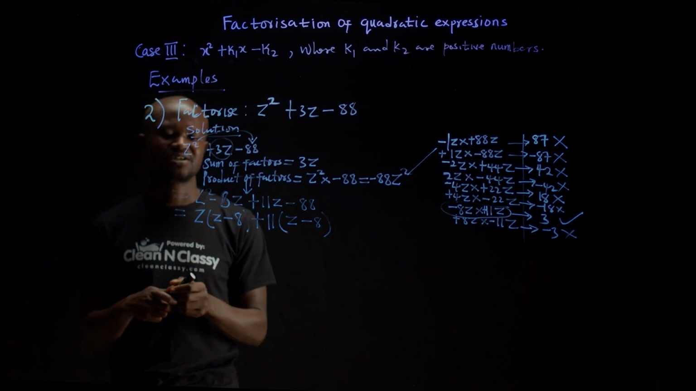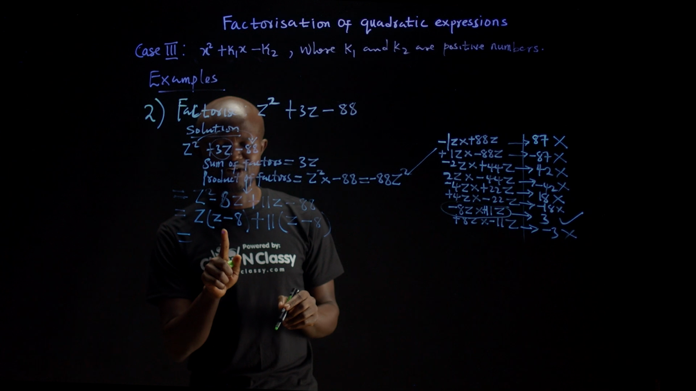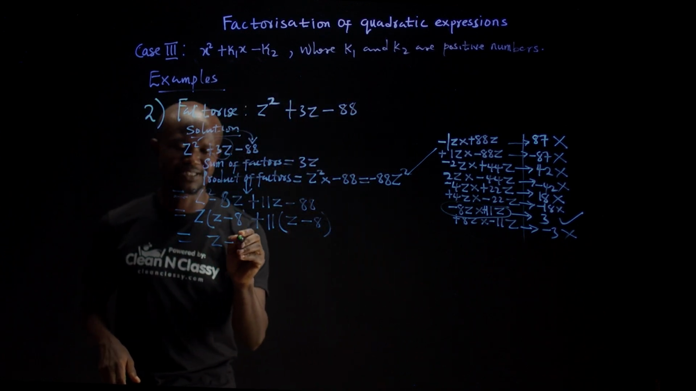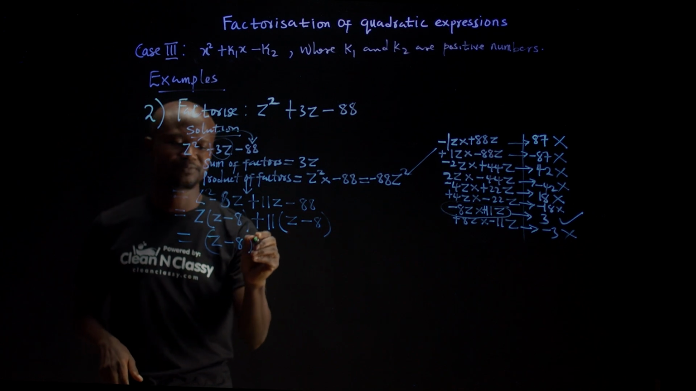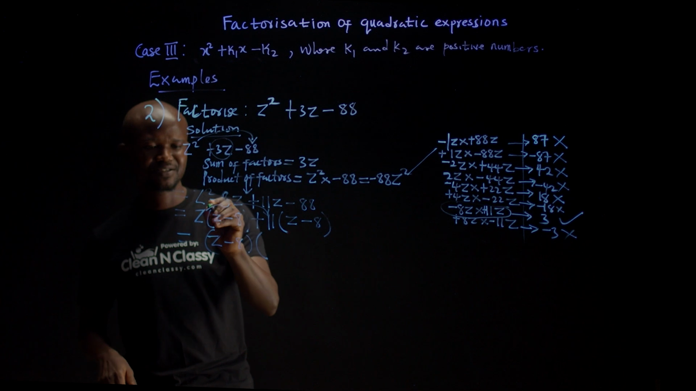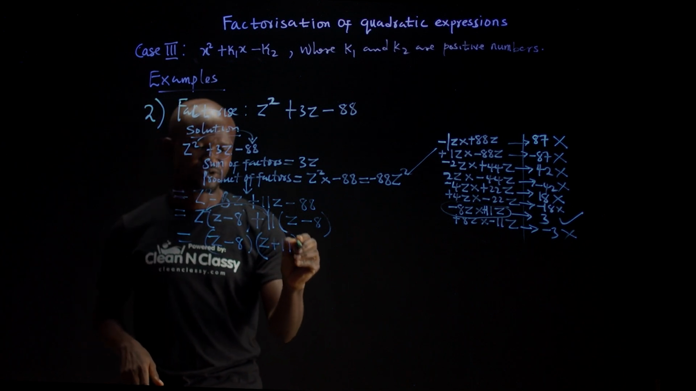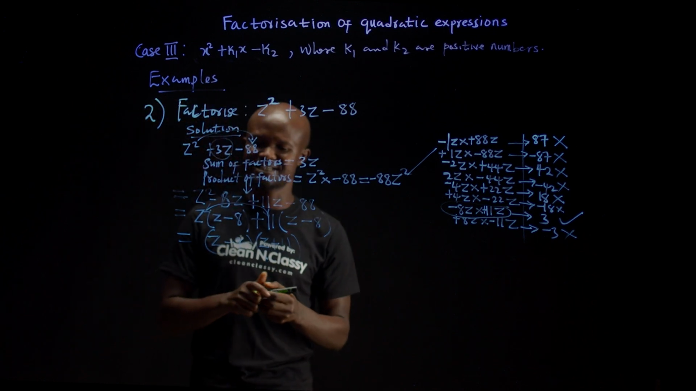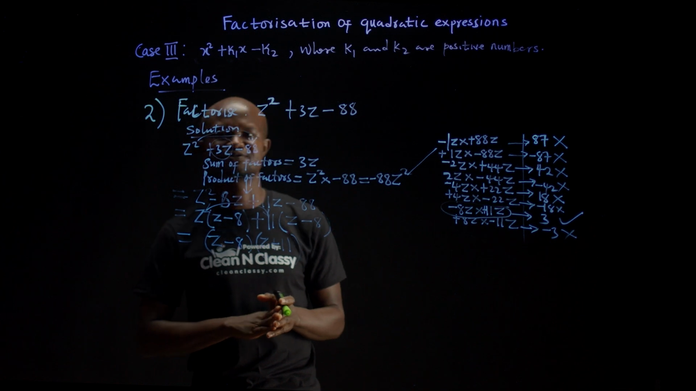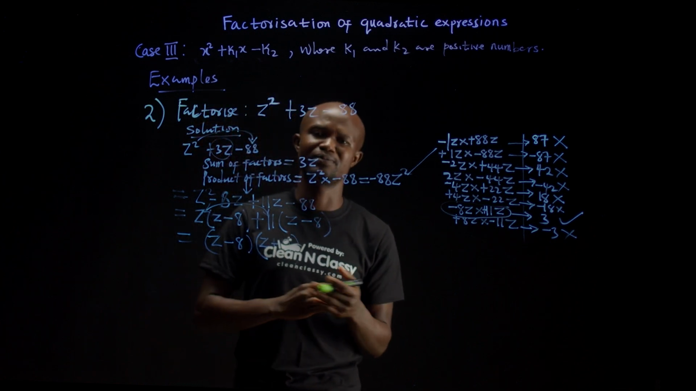So it's correct. Since the first bracket is the same as the second bracket, that one is z minus 8. We pick one of them, and we pick this together with this. We make them z plus 11. So now, the answer is z minus 8 in bracket, into bracket z plus 11. So that is the solution to the problem. Thank you.